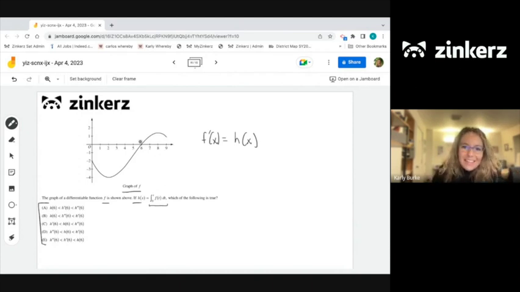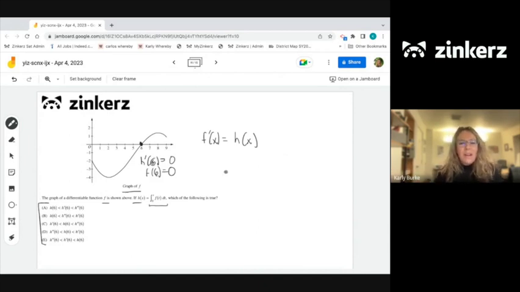So at 6, the most important thing to note when you're comparing these is that one of these is going to be 0. So what is 0 here? Well, I know that h prime of x is equal to f of x, and f of 6 is equal to 0. So I have h prime of 6 equals 0 because I know f of 6 is equal to 0.